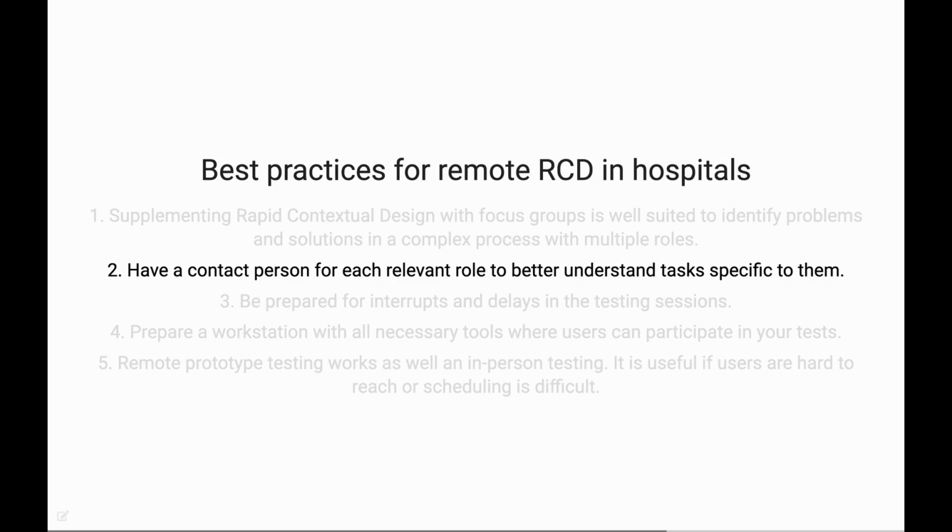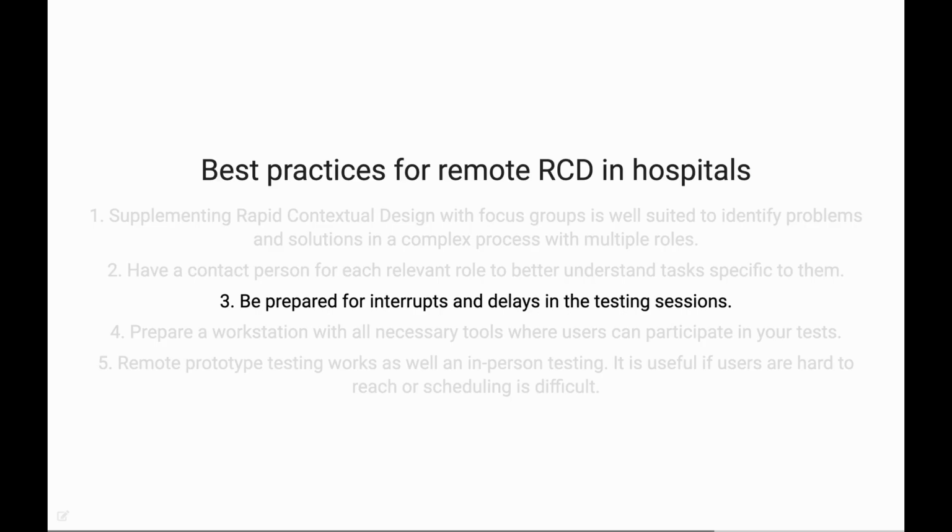Second, have a contact person for each relevant role to better understand tasks specific to them. A contact person in each role did not only provide answers to questions that arose during analysis, but was also helpful to recruit participants and organize rooms. They were especially beneficial for remote prototype testing since they can fix problems on-premise. Third, be prepared for interrupts and delays in the testing sessions. Doctors need to be always available for emergencies, which leads to frequent interrupts and sometimes even delays in testing sessions. Be prepared for this. Saving lives is worth more than achieving high usability scores.